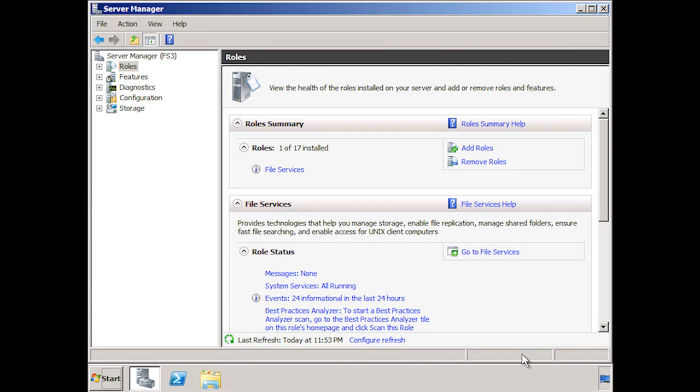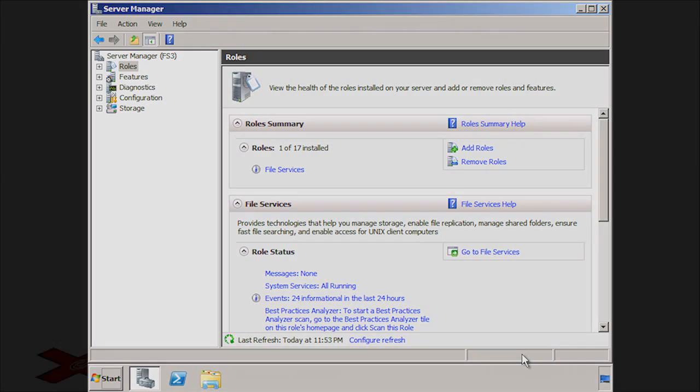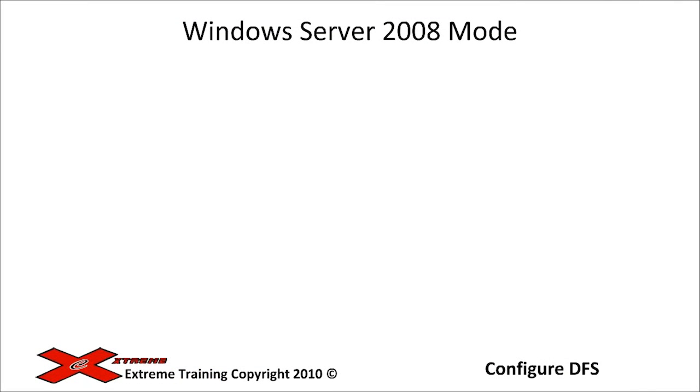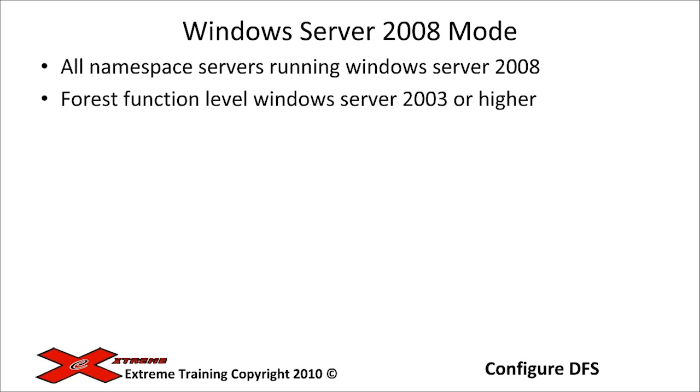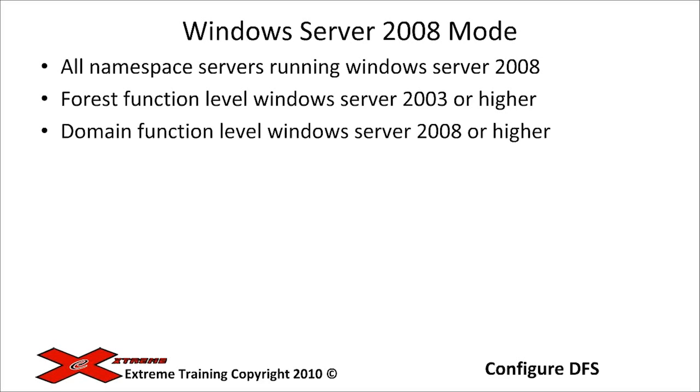Now that DFS is installed, let's review Windows Server 2008 mode. To enable Windows Server 2008 mode on your namespace, all your namespace servers must be running Windows Server 2008. Your forest function level must be Windows Server 2003 or higher. Finally, your domain function level must be Windows Server 2008 or higher. If your network has all this in place, you can set your DFS namespaces to Windows Server 2008 mode.